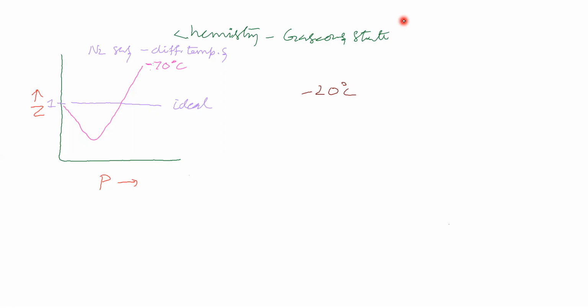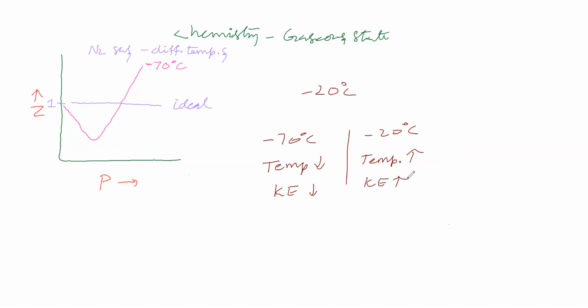Now see, here we are taking two temperatures. One is minus 70 degrees Celsius. Another one is minus 20 degrees Celsius. Minus 70 degrees Celsius means the temperature is low here, and the temperature is high here. So kinetic energy is low here, and kinetic energy is higher here. So the velocity of gaseous molecule movement is less here, and the velocity of gaseous molecule movement is high here.